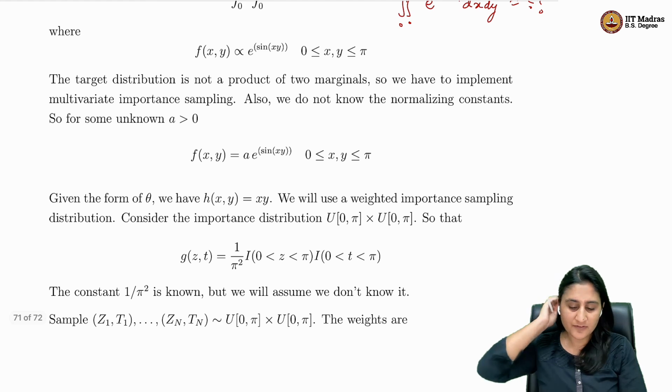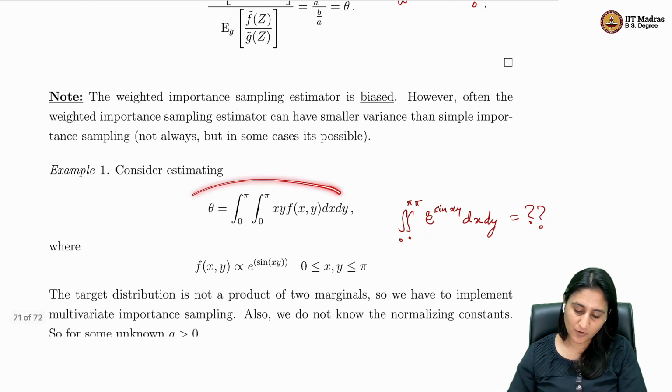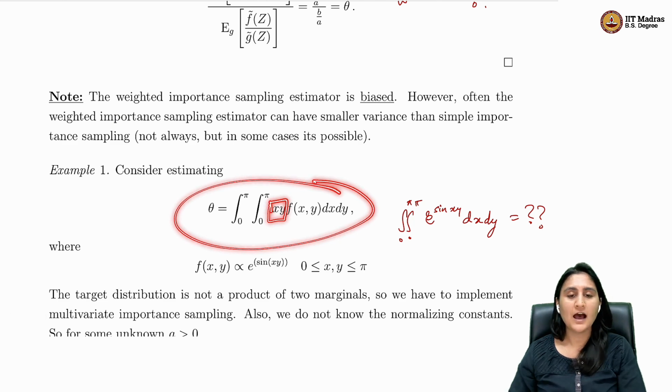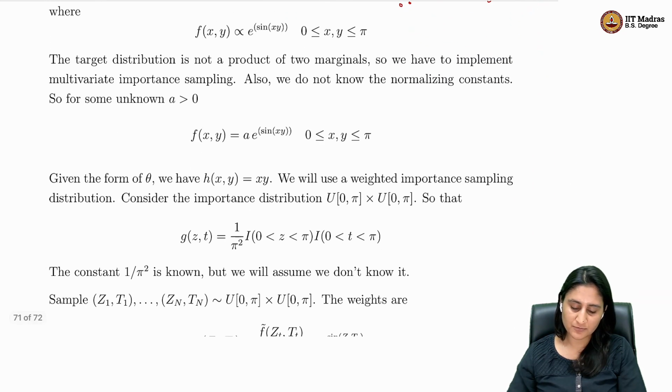Given that this is the actual value that I want to estimate, and x comma y is next to my proper density, I have my h function, h of xy is equal to x times y. And again, because we don't know this a, we can't implement simple importance sampling. So instead, we'll implement weighted importance sampling.